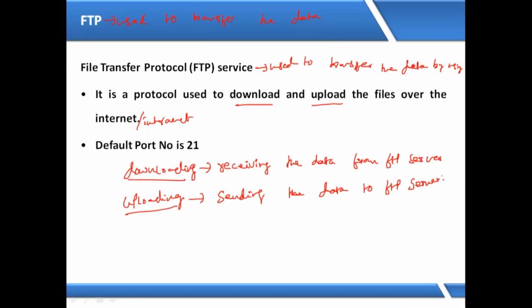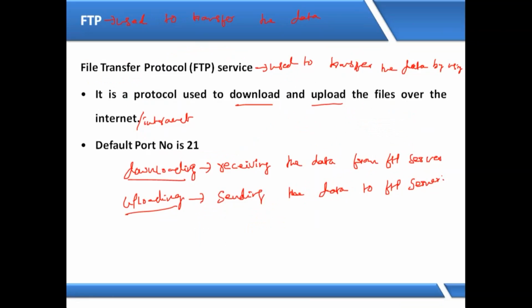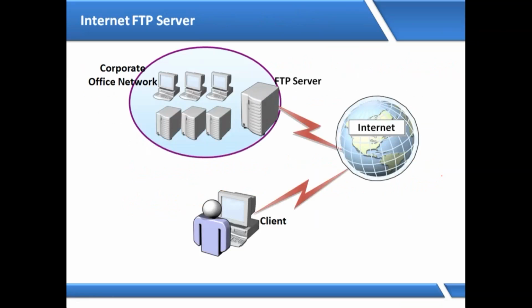Receiving the data from the FTP server to the client is called downloading. Uploading means sending the data to the FTP server. So during this process, what is the port number FTP uses? 21. So now we can do it on the internet and intranet.